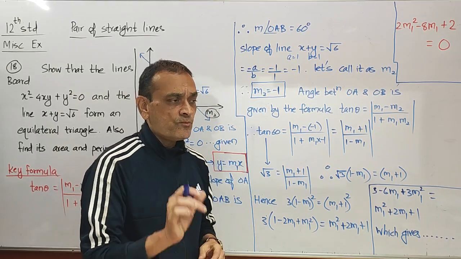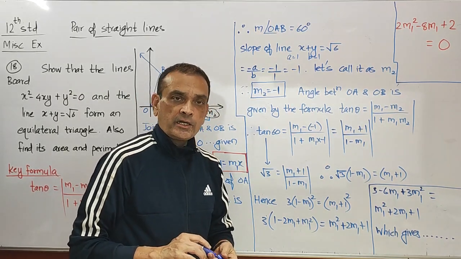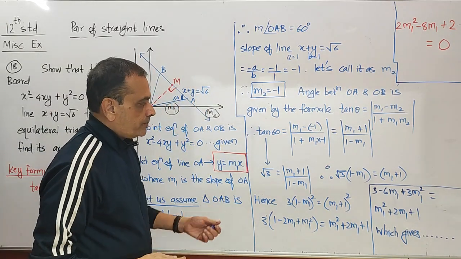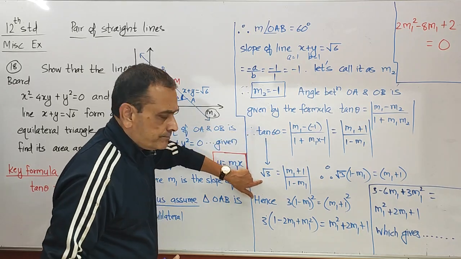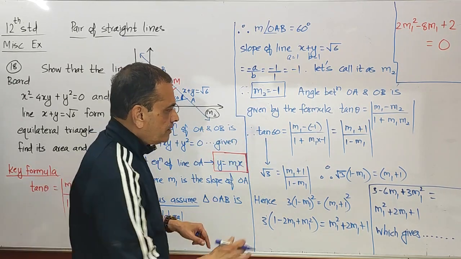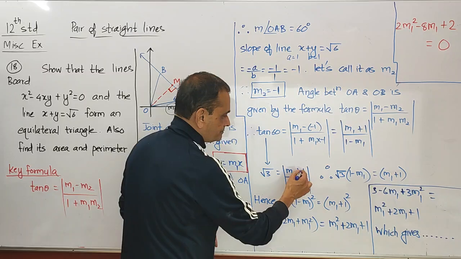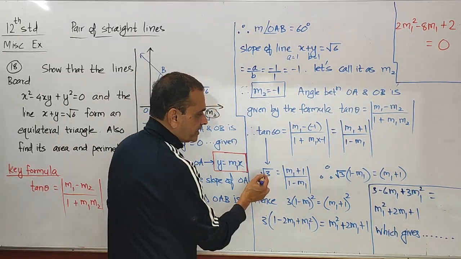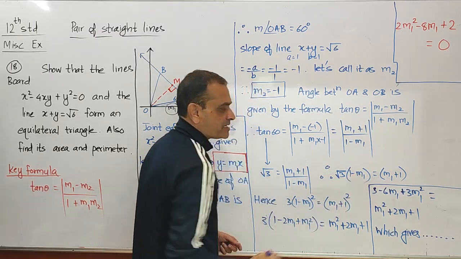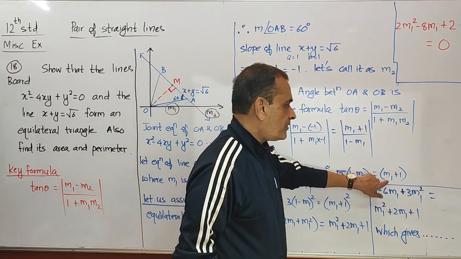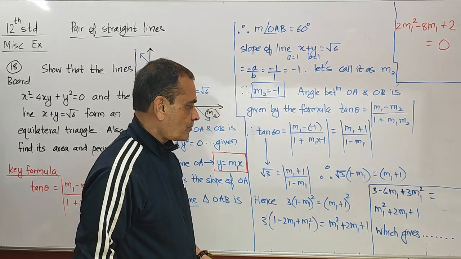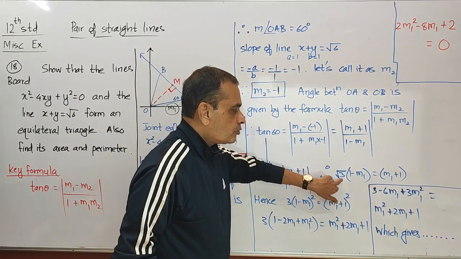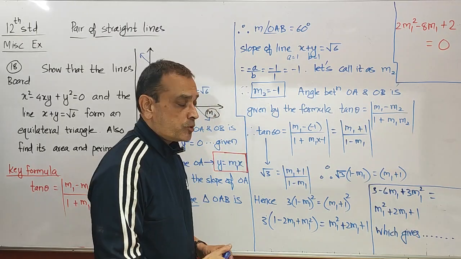So as I said, it is very important to watch the entire 10 to 12 minutes video, not more than that. Okay, so tan 60 is root 3. This remains as it is. Then I take 1 minus m1 over here. Root 3 into 1 minus m1 is equal to m1 plus 1. Now you know the usual step. In order to get rid of the root sign, square both sides.